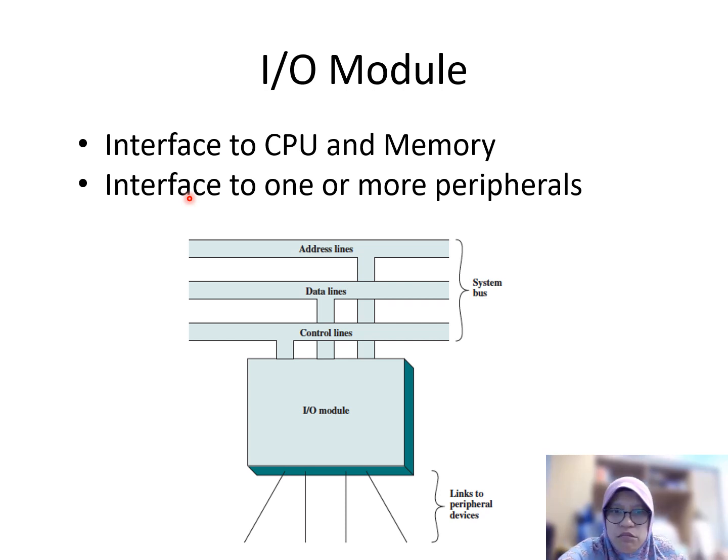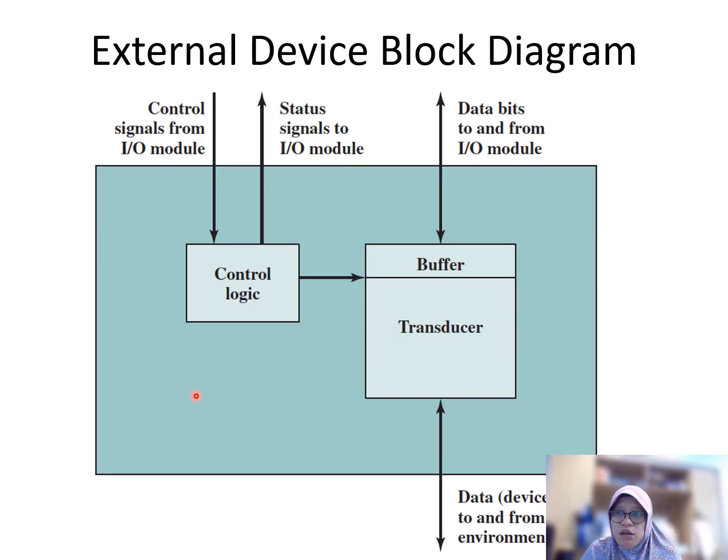From one end we need one interface, and from the other end we need another interface. That's why one is for the interface to the CPU and the memory, and another interface is to the peripherals. The interface to the I/O module is in the form of control, data, and status signals.